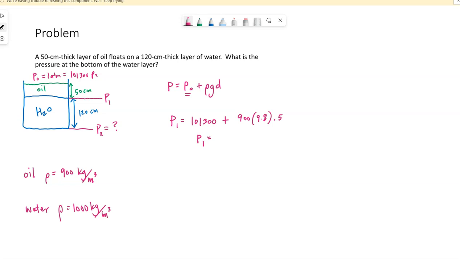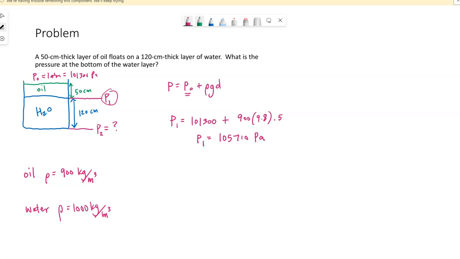So let's see. Plugging this in. I'm going to keep all these digits for now because I'm not at a final answer yet. So the pressure at the bottom of the oil layer is a bit bigger, 105,710 pascals. So that is the pressure at the bottom of the oil.